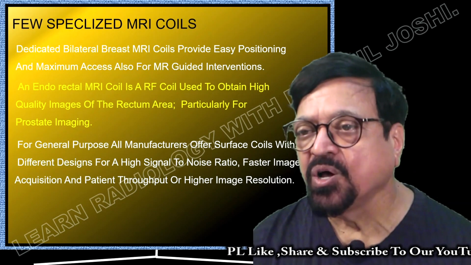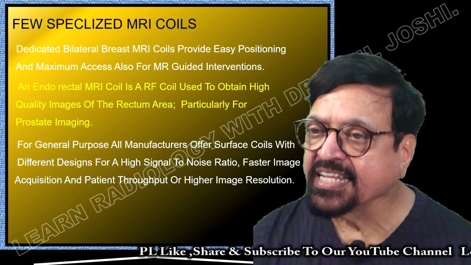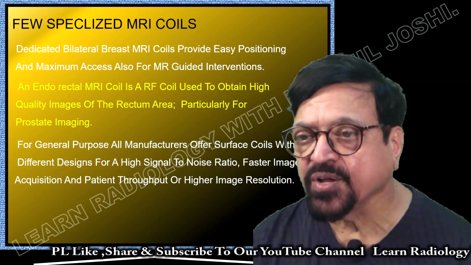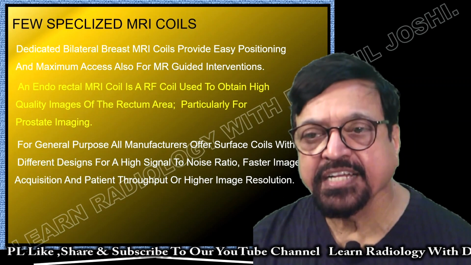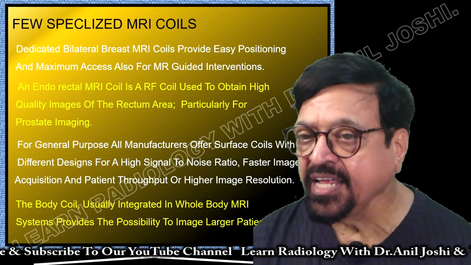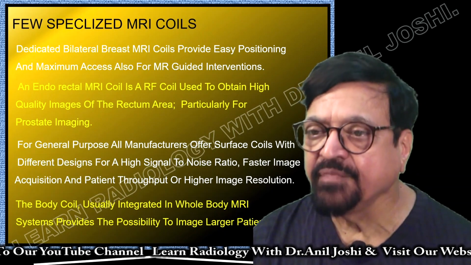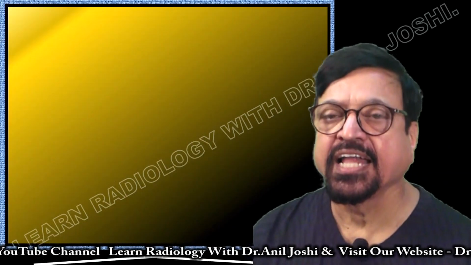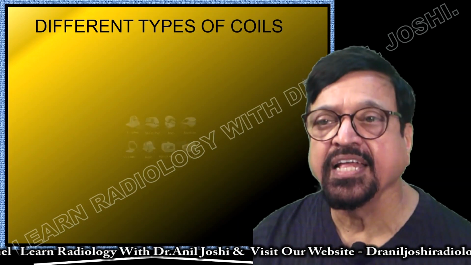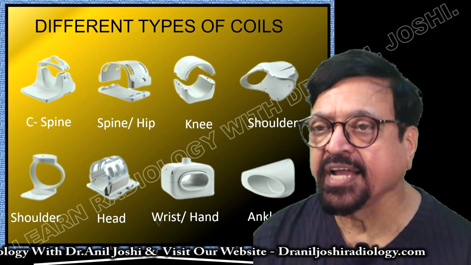For general purpose, all manufacturers offer surface coils with different designs. For a high signal to noise ratio, so good signals, less noise, then faster image acquisition and patient throughput is more, if all these things are achieved properly. The body coil usually integrated in a whole body MRI system provides the possibility of imaging larger patients. So if patients are larger, not fitting with these coils, then you have to do with the machine magnet whatever is available.